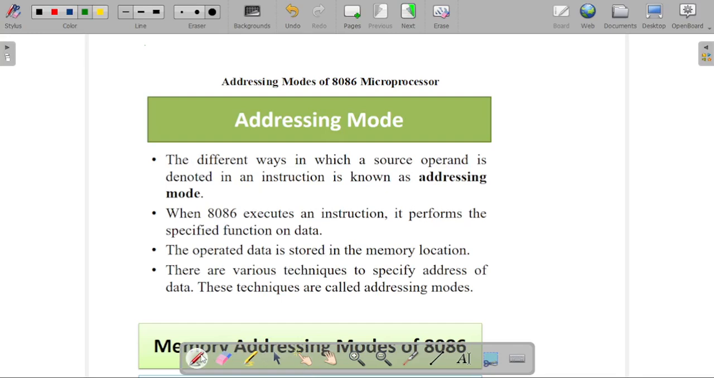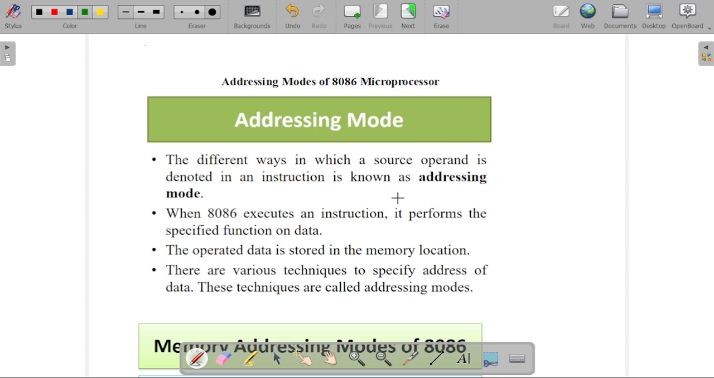Hello everyone. In this video, I will explain what you mean by addressing mode and what are the different types of addressing modes available. So here, first of all, we will check the definition of addressing mode.